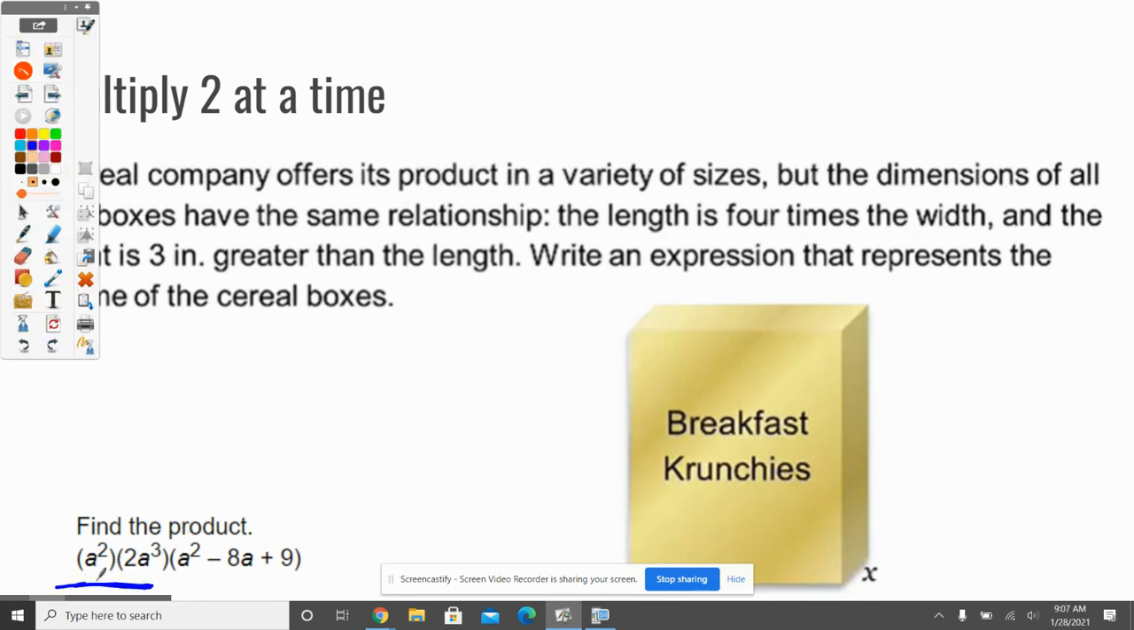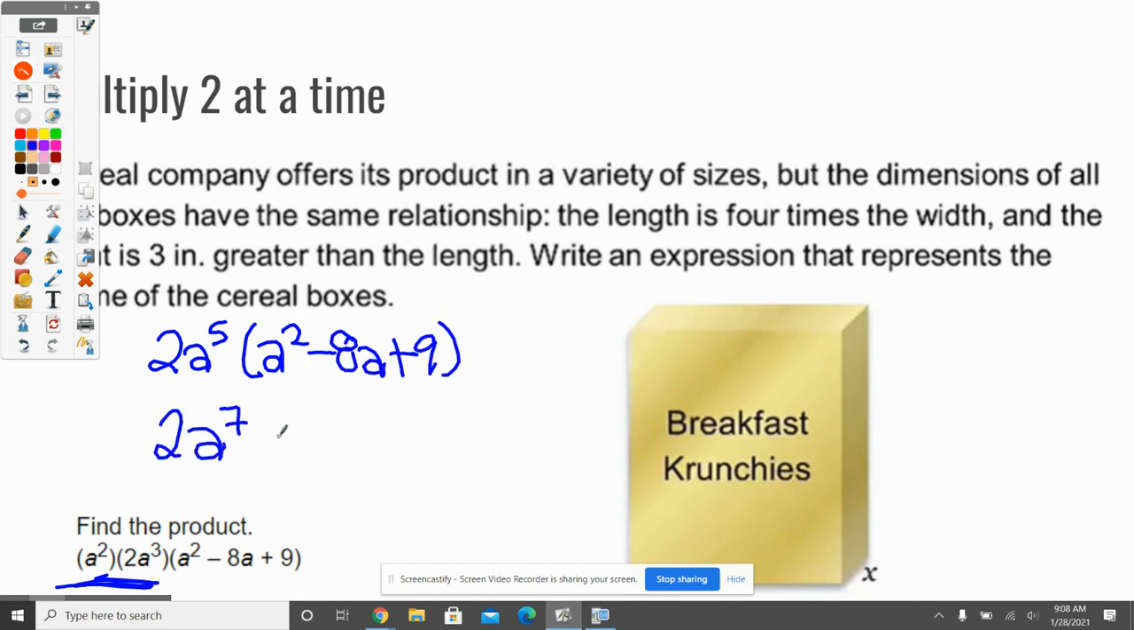Okay, I would also, like I said, multiply those first. It's not wrong to not do that. I'll show you what that would look like in a second. Distribute: 2a to the 7th minus 16a to the 6th plus 18a to the 5th.